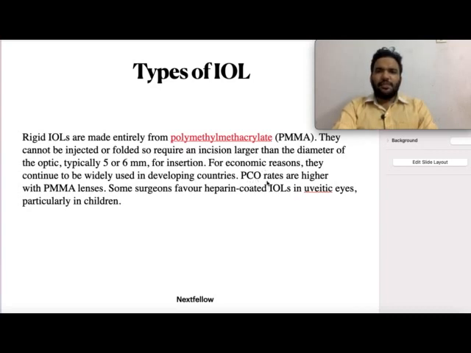And then PCO rates are higher with PMMA lens. PCO is posterior capsular opacification, but that's not a big deal because we can do a YAG capsulotomy and clear that off. It's not a big complication. Some surgeons prefer heparin coated IOLs in uveitic eyes. In the case of uveitic eyes, a foldable lens won't be proper, but a rigid one with heparin coating is a very good thing, because the patient will have uveitic features later on. That can be prevented with this kind of PMMA. That is the only great indication. Otherwise, it's for camp patients.